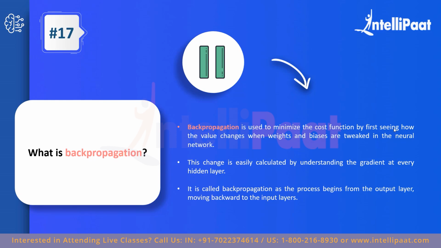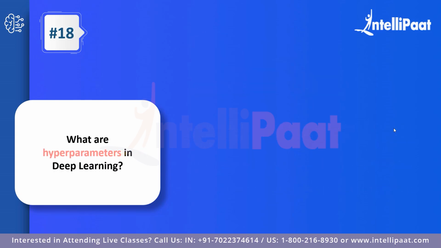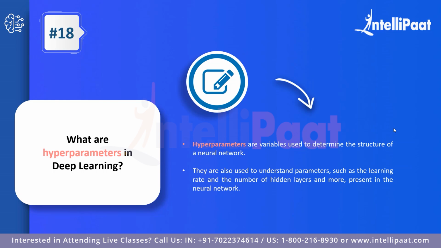It's called backpropagation, of course, because it starts from the output layer and works backwards towards the input layer. So how is backpropagation calculated? It is very easily calculated by understanding the gradient that is calculated at every single hidden layer itself. It's as easy and straightforward as that. Now with this, we can check out the 18th question that states, what are hyperparameters in deep learning?